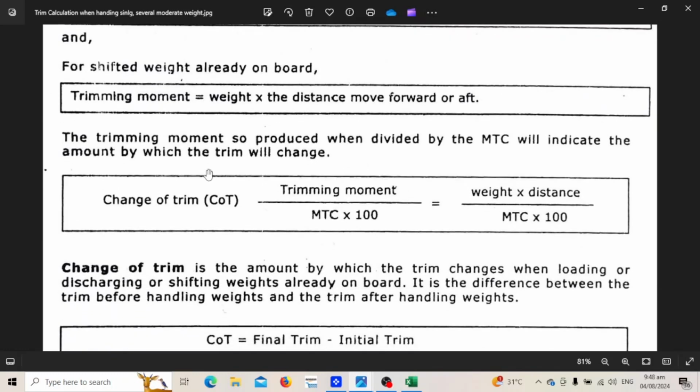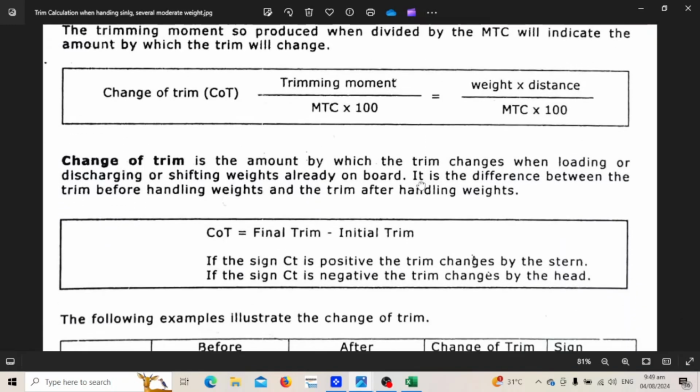And the trimming moment so produced, when divided by MTC, will indicate the amount by which the trim will change. This is the change of trim, or COT. This is the formula: the trimming moment over MTC times 100. When you say trimming moment, it would be weight times distance. There must be a distance to be shifted, discharged or relocated, and you have a weight. So when you multiply weight times distance, that will be your trimming moment over MTC times 100.